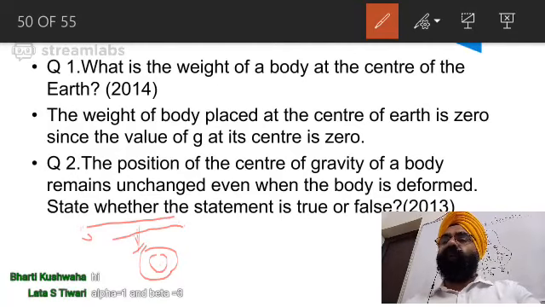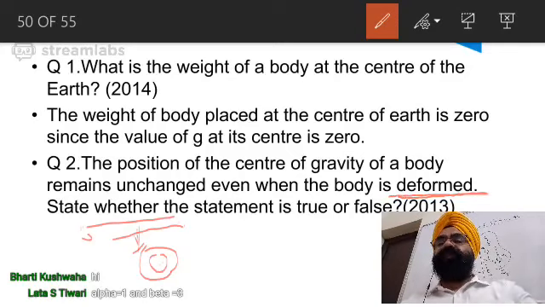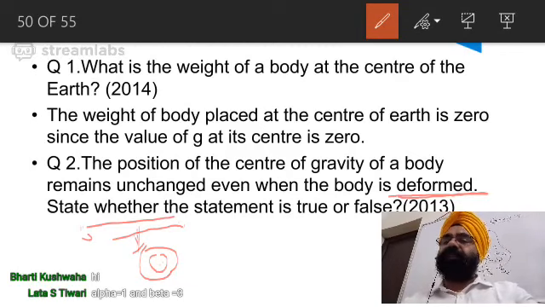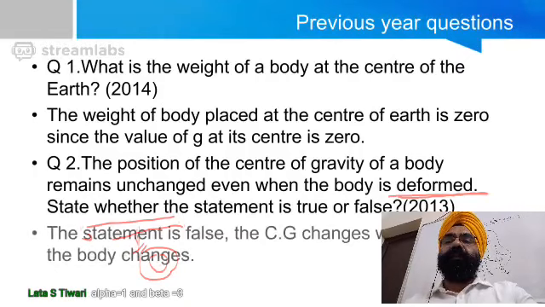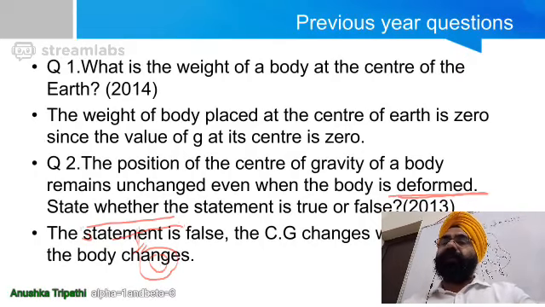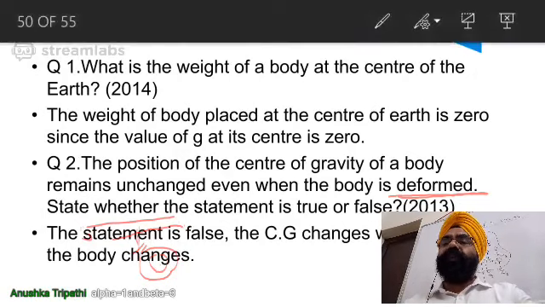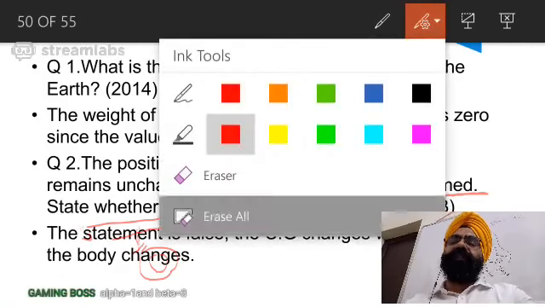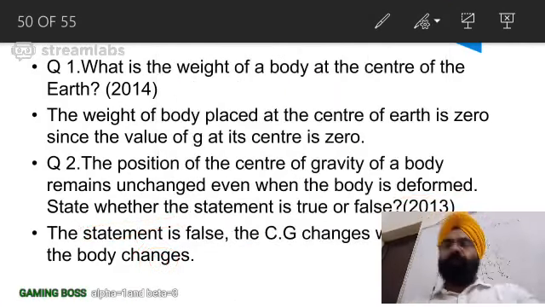So if the body is deformed, which means its shape is changing, definitely the distribution of mass changes, and if the distribution of mass changes, then the center of gravity has to change. Let's check the answer. The statement is false. The CG changes when the shape of the body changes. That's what we said, that it is not true. The CG has to change. So the statement is false. The center of gravity changes when the shape of a body changes. Right, we move forward. These all are easy things. Everybody's understanding easily, right?